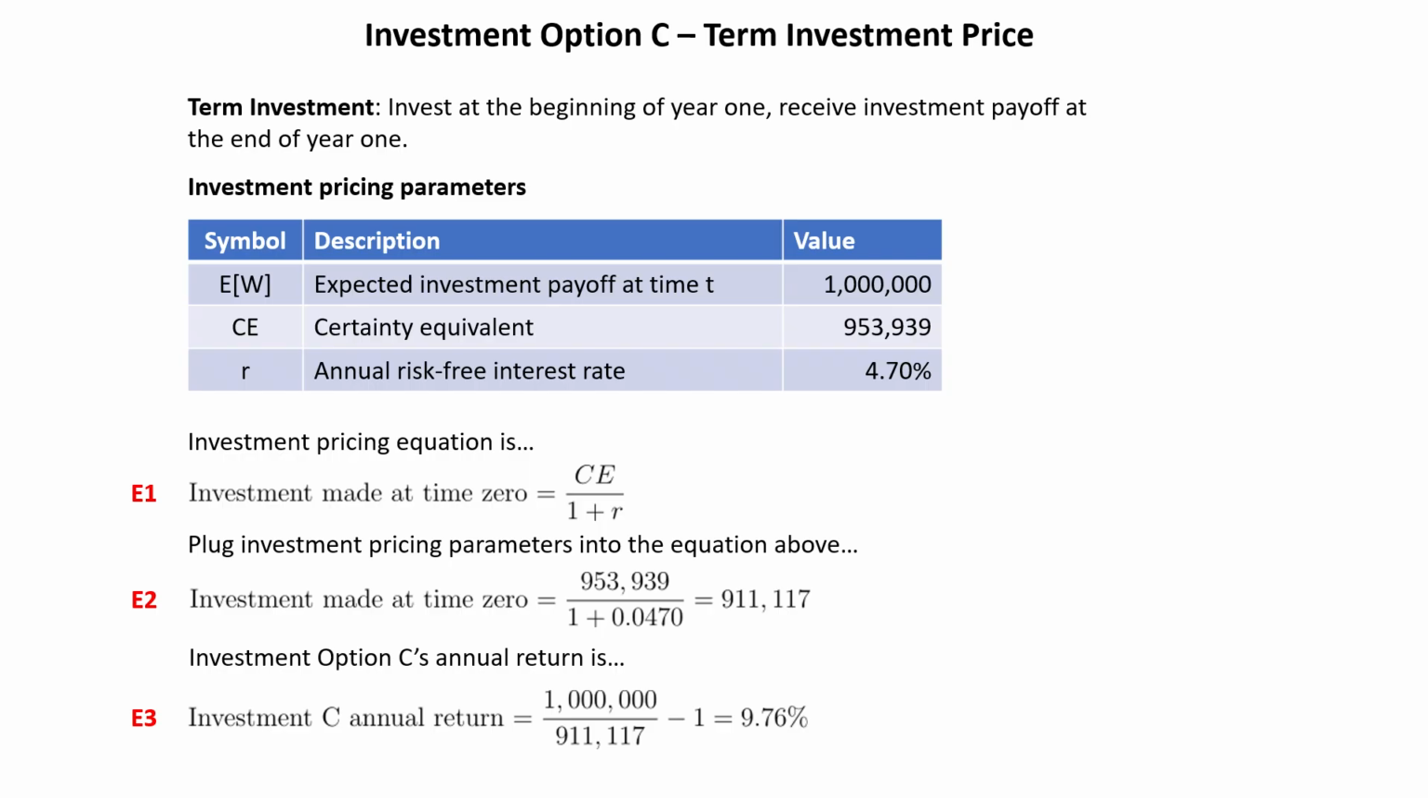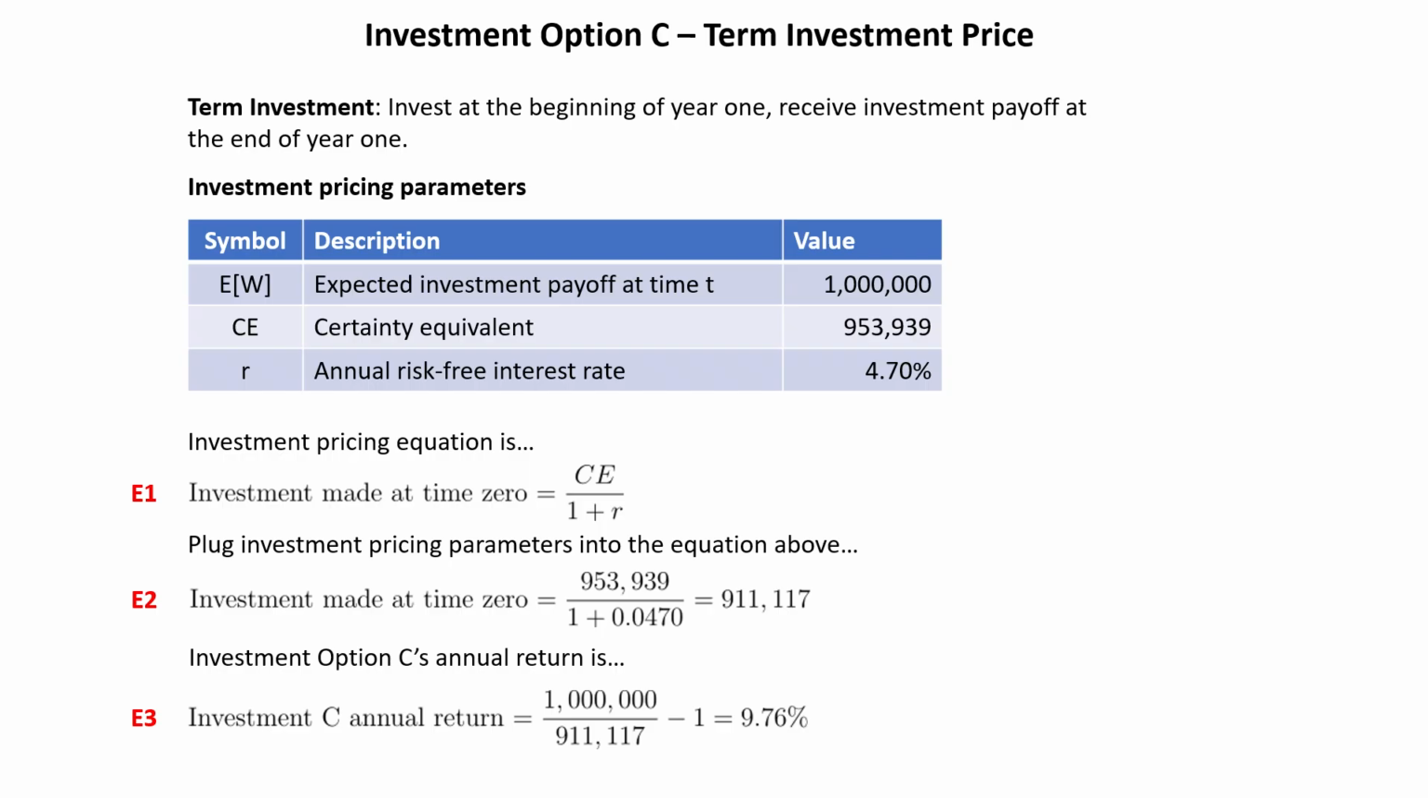So what this says is that I have this game where at the end of 1 year, I'm going to either receive $1.3 million or $700,000. But I can also have the option of receiving a certainty equivalent of 953,939. And the question is what would I pay for that investment today? And E2 basically says I would pay 911,117 for that investment.